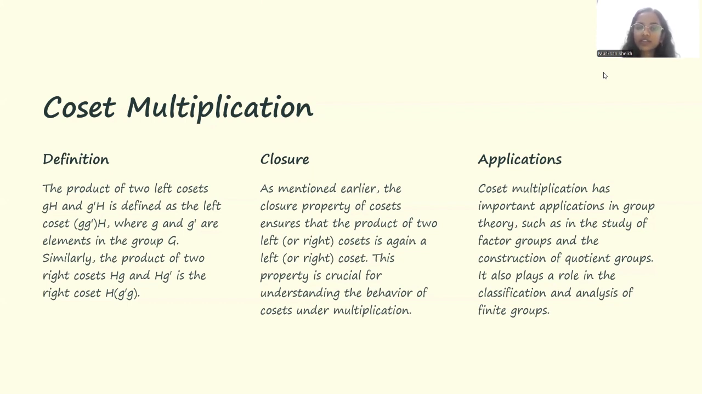Closure. As mentioned earlier, the closure property of cosets ensures that the product of two left or right cosets is again a left or right coset. This property is crucial for understanding the behavior of cosets under multiplication. Applications. Coset multiplication has important applications in group theory, such as in the study of factor groups and the construction of quotient groups. It also plays a role in the classification and analysis of finite groups.